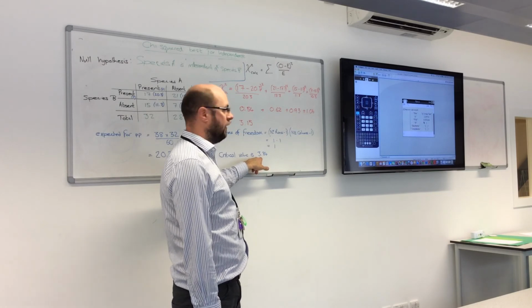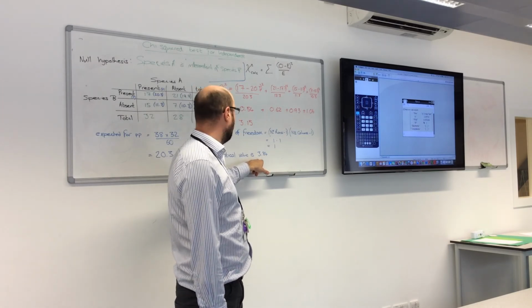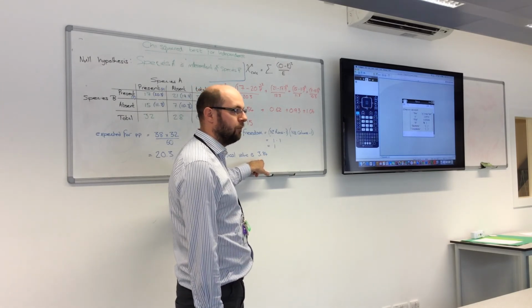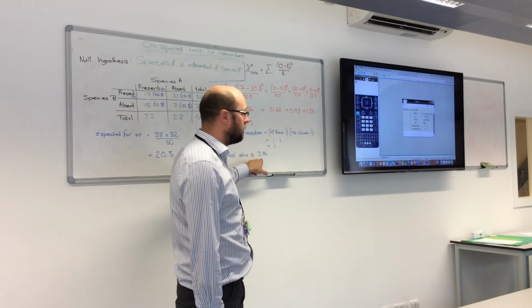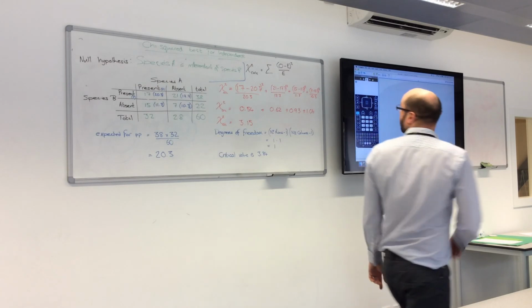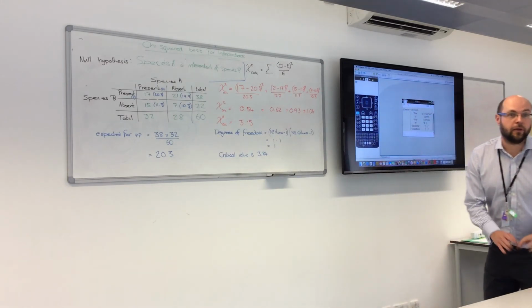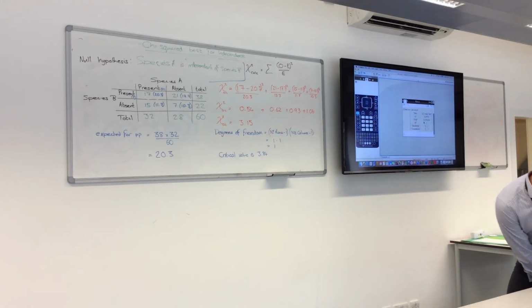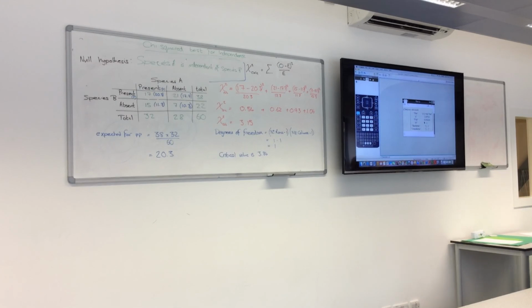It is still less than our critical value of 3.84. It's no bigger. So as it's no bigger, we accept our null hypothesis, species A is independent of species B. It's accepted. And that's the quicker way of doing it. Everybody happy with that? Good.